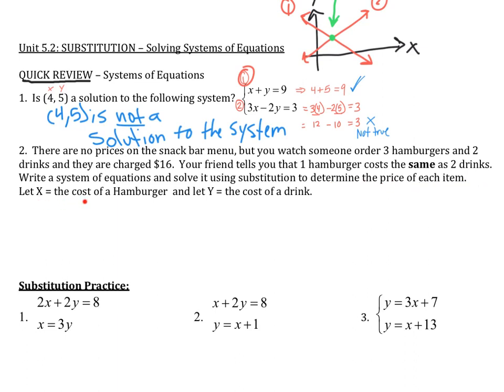We're going to let x represent the cost of hamburgers. We're going to let y represent the cost of drinks. So anytime you read hamburgers, you should be thinking the variable x. Every time you see drinks, you should be thinking the variable y.